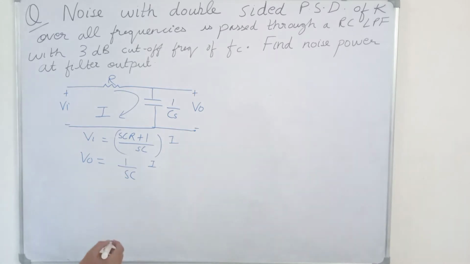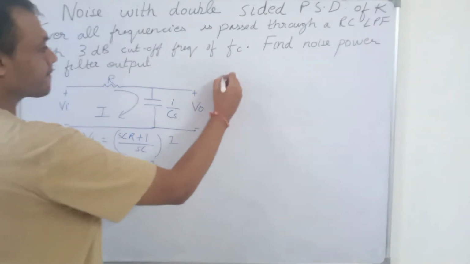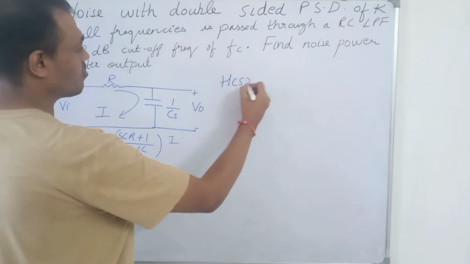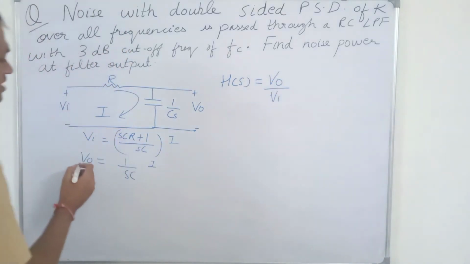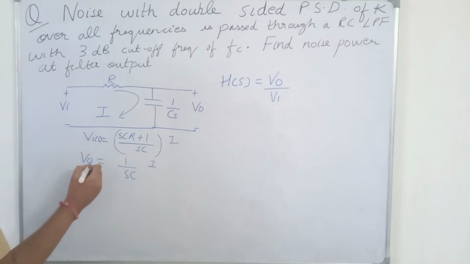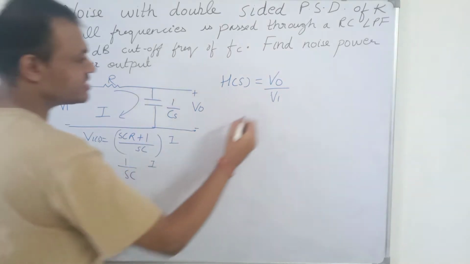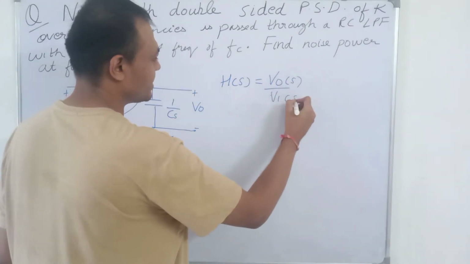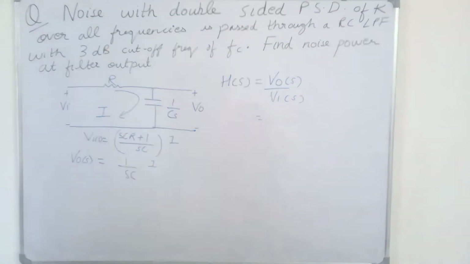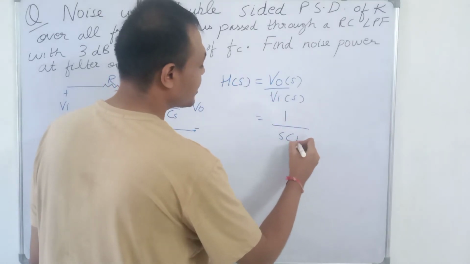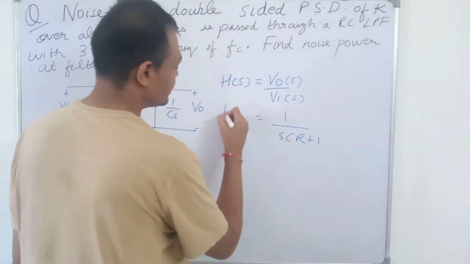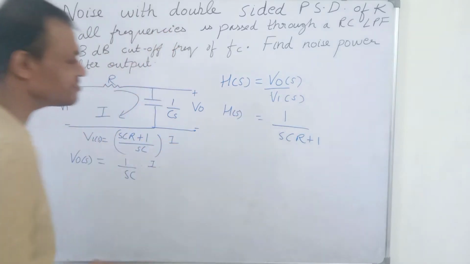So the transfer function will be equal to V0 upon Vi. This is Vi of S, this is V0 of S. So the transfer function is equal to V0 of S upon Vi of S. If you find the transfer function, it will be equal to 1 upon SCR plus 1. This is the transfer function of an RC low pass filter.